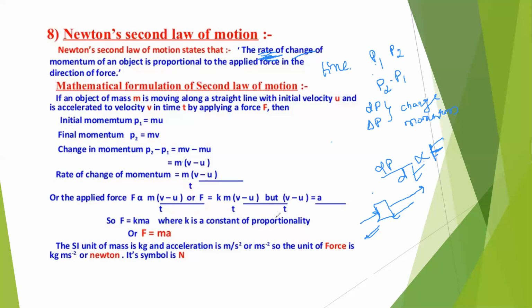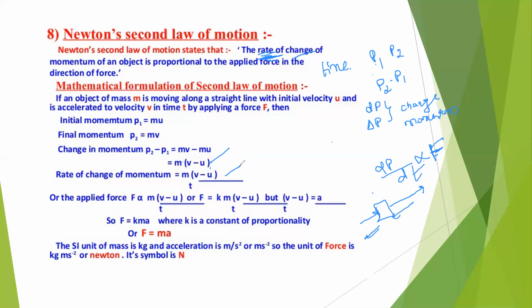Then the rate of change of momentum. This is important here, students. What we got is the change of momentum, which I have written as m into bracket v minus u. Similarly, for the rate of change of momentum, this is the change of momentum. I told you already, rate of change means it is divided by time t. Correct? Therefore, m into bracket v minus u divided by t.